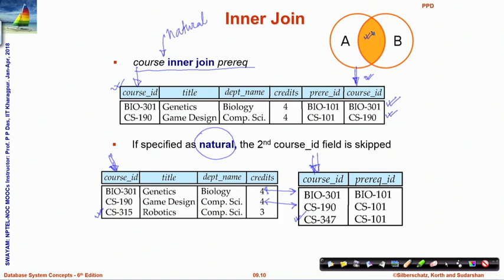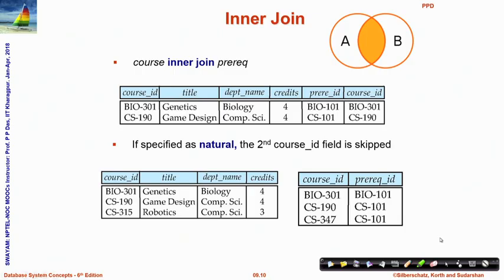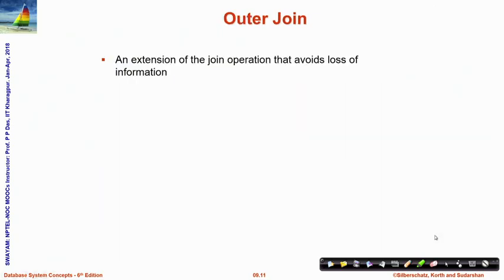So, if we look at the two relations as A and B, only those rows, records which have an instance in A as well as B in terms of equality of this course ID attribute, will come in the output. So, this is the basic type of join, inner join, which is most commonly used.